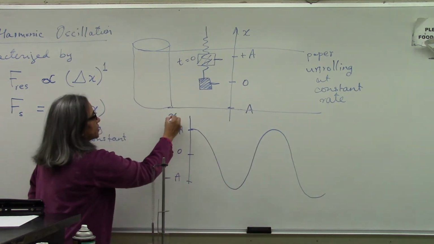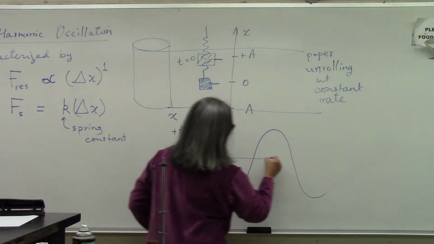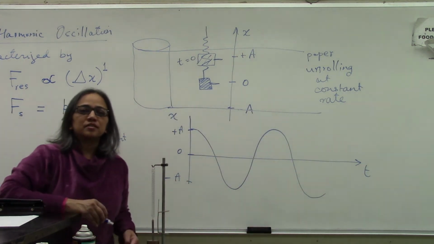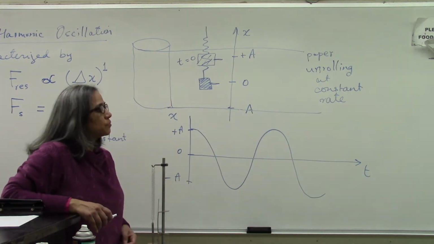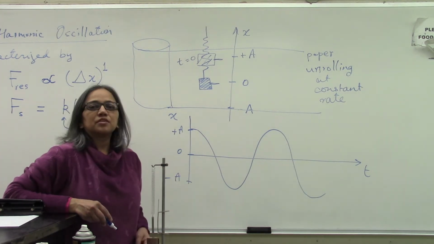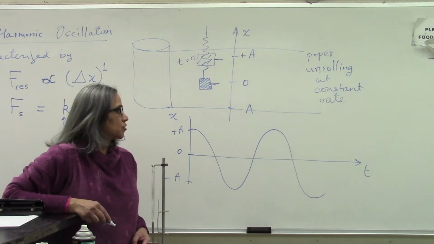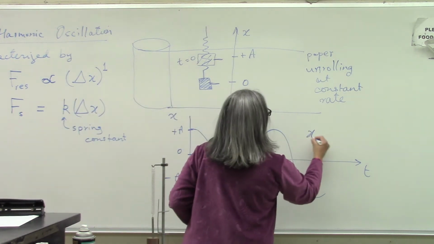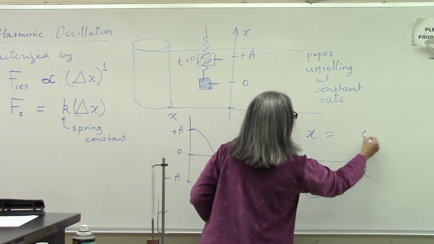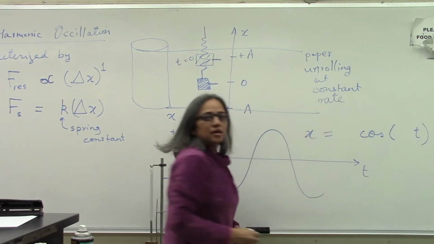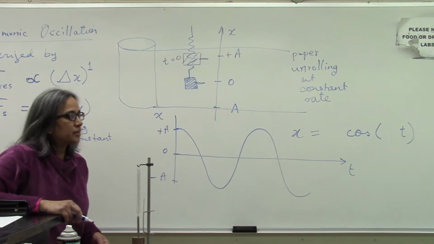So this is our x-axis, and this is time. And what I hope you'll see is that the marks the pen makes on the paper basically describe a cosine function. So in other words, we expect that x should be some function of time that has a cosine dependence.